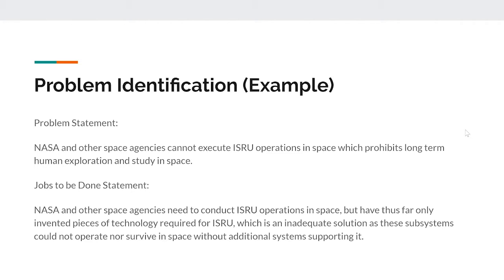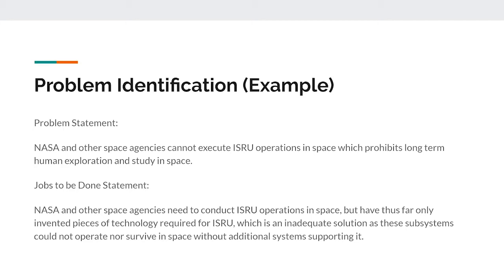So again, I can phrase this both ways. My problem statement, the more traditional approach, might be: NASA and other space agencies cannot execute ISRU operations in space, which prohibits long-term human exploration and study in space. So that last part is the impact. They can't do what they want to do because they don't know how to do ISRU, or they don't have the materials to do it.